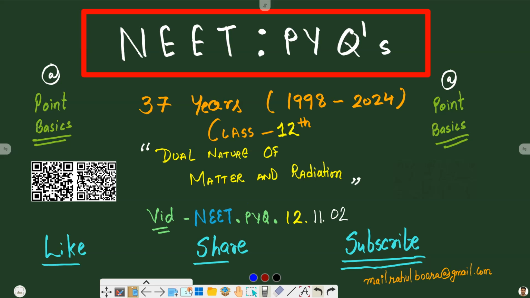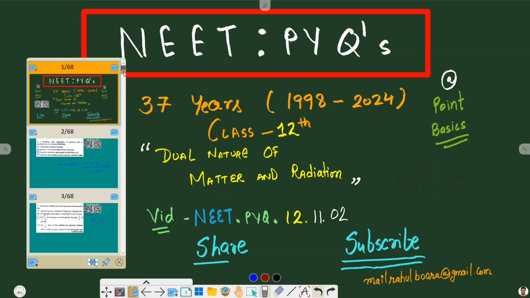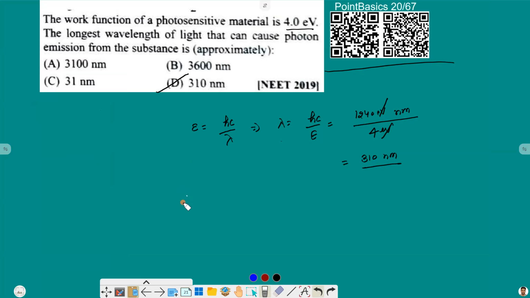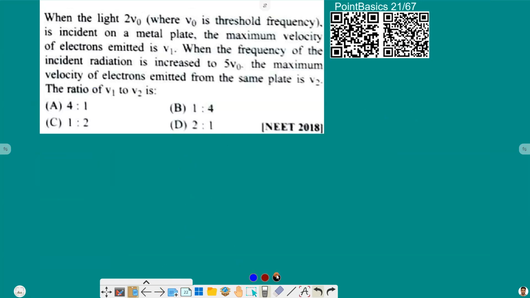In the previous one, we covered up to question number 20, I think. So we will start with 21. So this was the last question. Now we will start with 21.